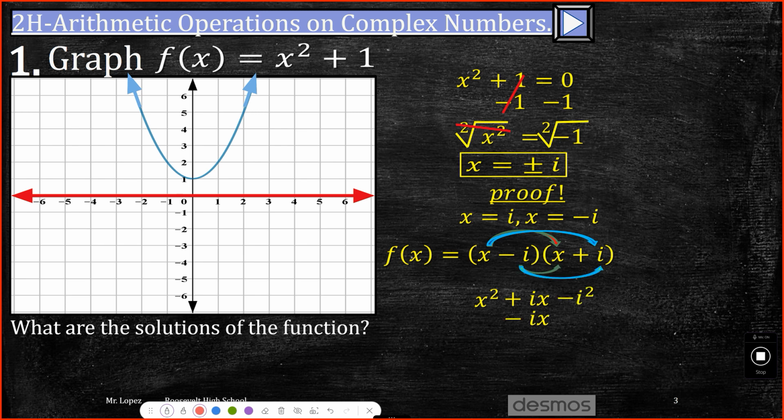Cancel out the middle. And we know that we said i is the square root of -1, and then that square root and the square cancels out, it is x squared plus 1. So by definition, i is equal to the square root of -1. That's the definition. i equals square root of -1.